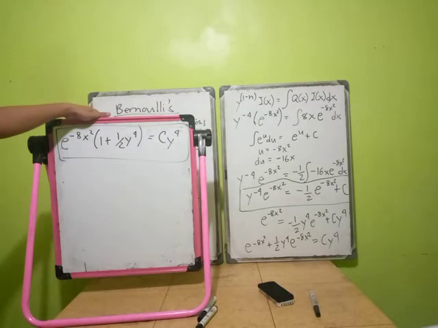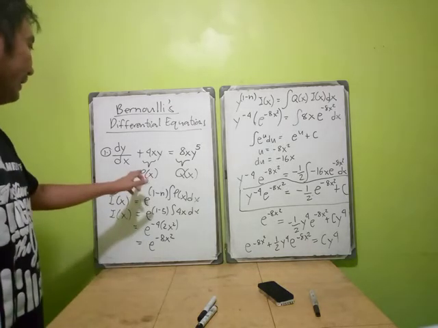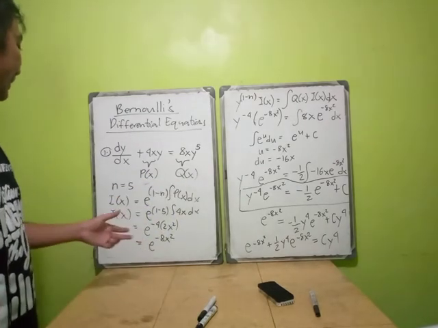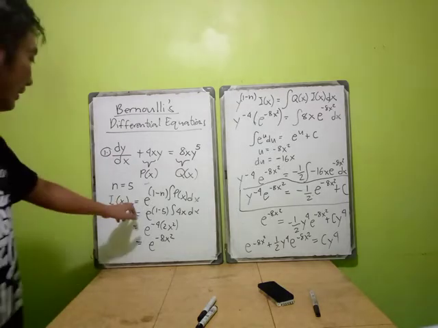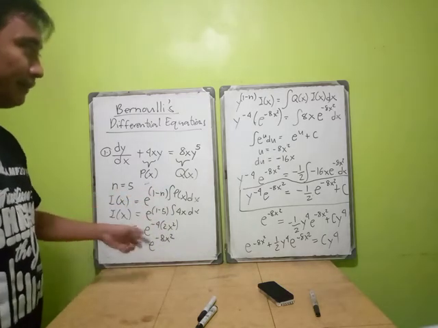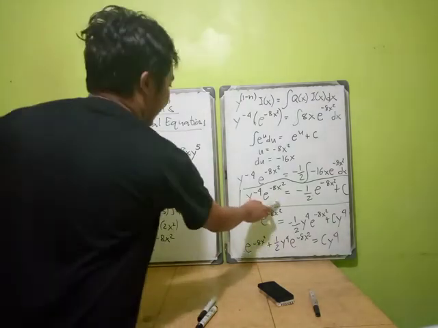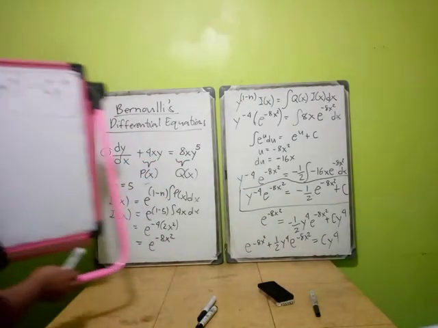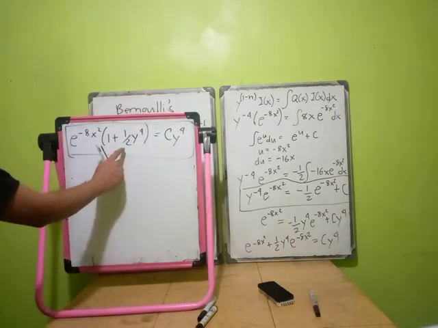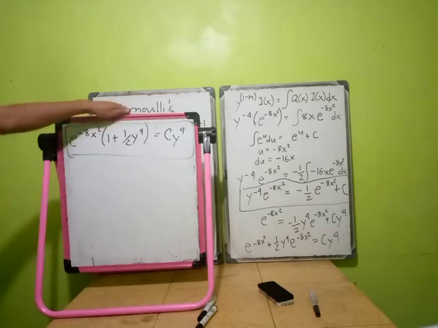Ito yung Bernoulli's, first example natin sa Bernoulli's differential equation. Okay? So, ulitin ko, i-identify nyo saan si Px at Qx, ano yung n na ginamit nyo. Here, your n is equal to 5. And then, ilagay nyo lang dito sa template natin na formulas. Okay? So, that is our example number 1. So, this is already an acceptable answer. And this might, I think, be a better answer. So, anything, whether you simplify this or not, it is already an acceptable answer to this differential equation.